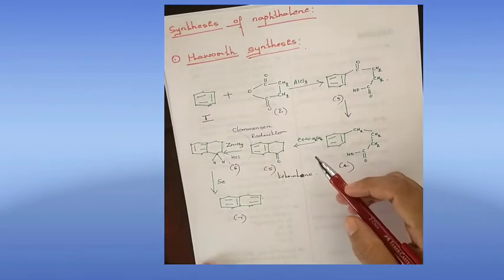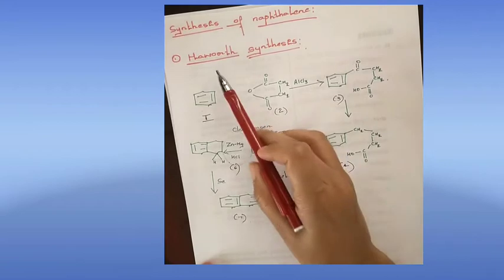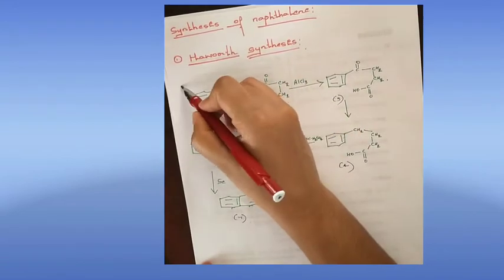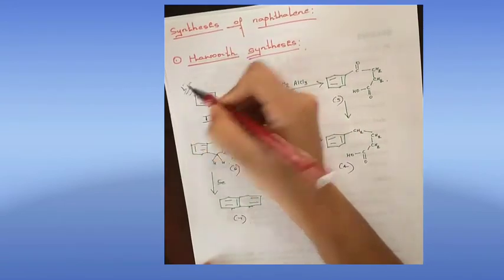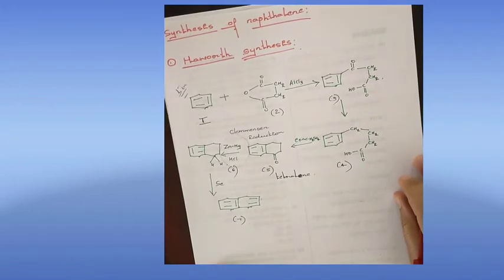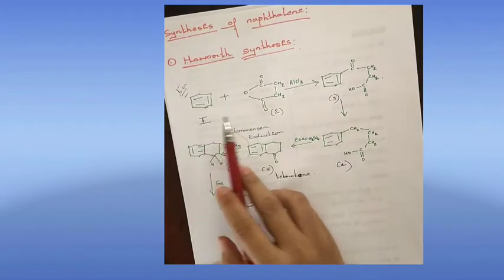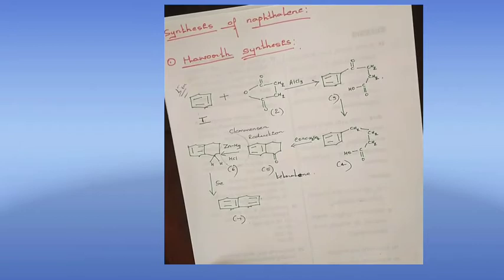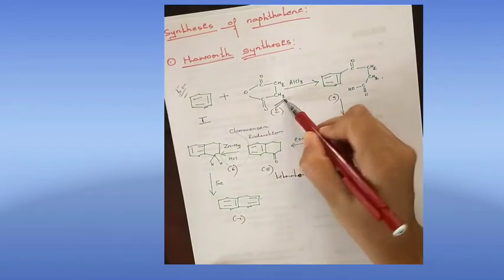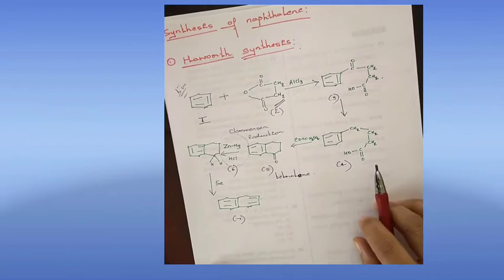This is the very familiar method. It is called Haworth synthesis. Okay, it is very important for 5 marks. Haworth synthesis. What happens here? Benzene is treated with, what is the name of this compound? It is called succinic anhydride. Why is it succinic anhydride?